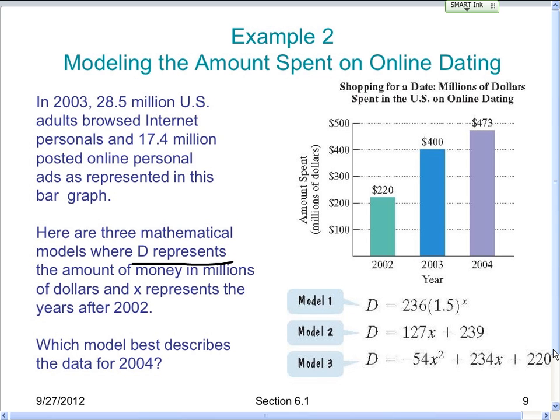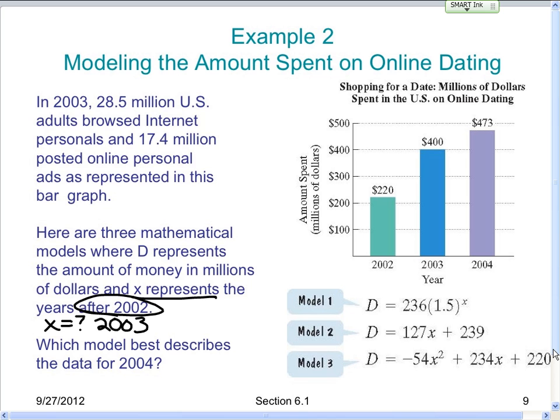Always pay attention when it says D represents or X represents. You need to know what those are. D represents the amount of money in millions, and X represents the years after 2002. Be careful when it says the years after 2002. For example, what would X equal if I want to talk about 2003? What is X in 2003? X is not 2003 because X is the number of years after 2002.